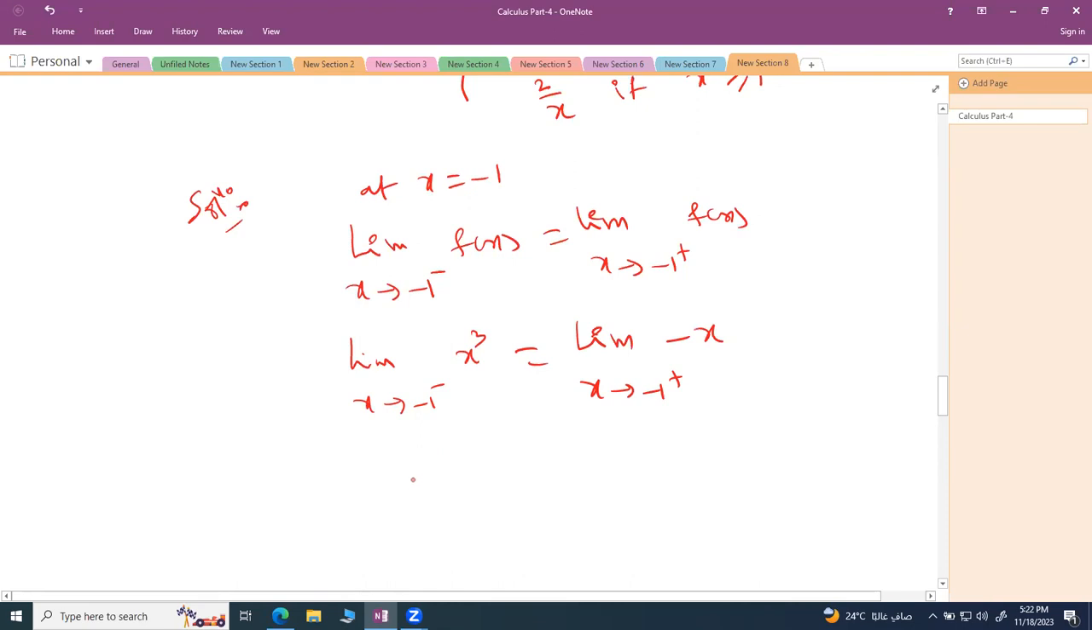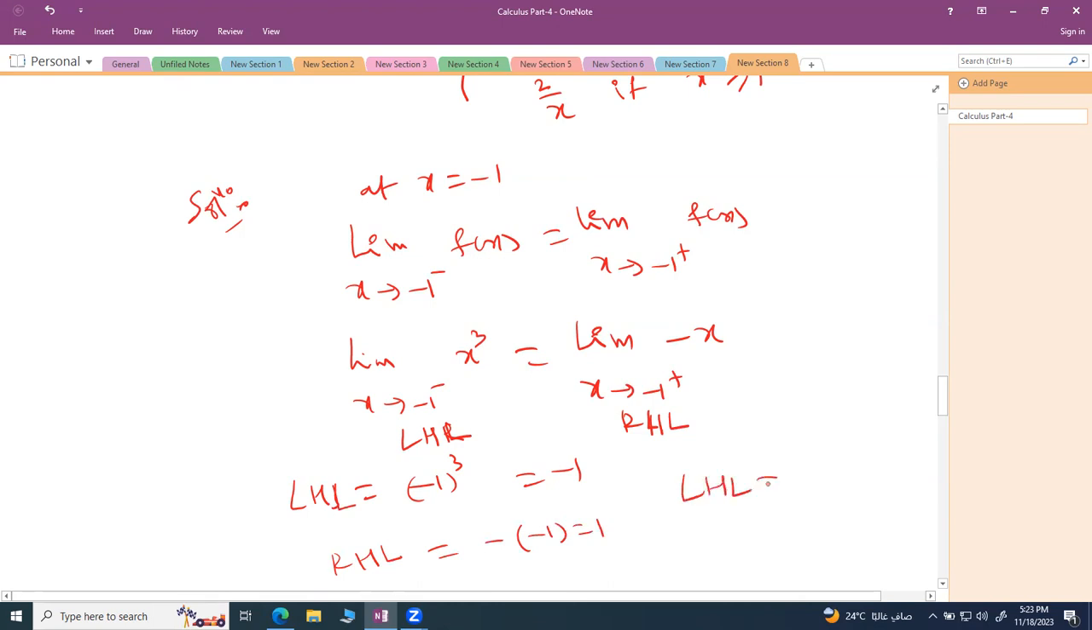So if you put the value here, -1 power 3, if you put x equal to -1, the left hand limit equal to -1. This is the left hand limit. This is the right hand limit. Right hand limit equal to minus of -1 is equal to +1.